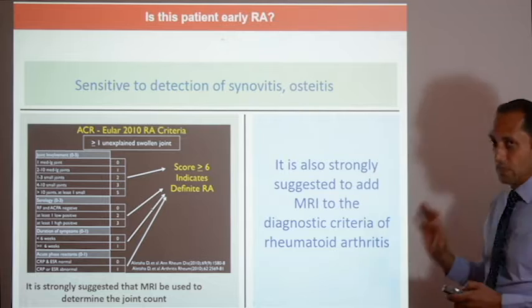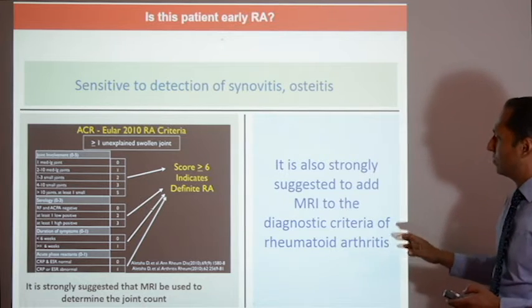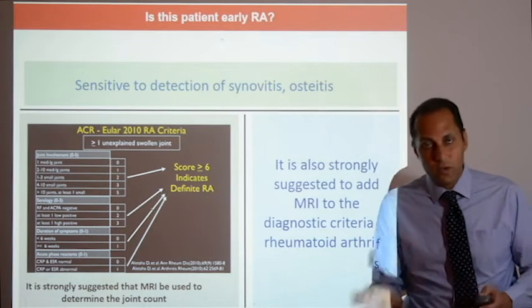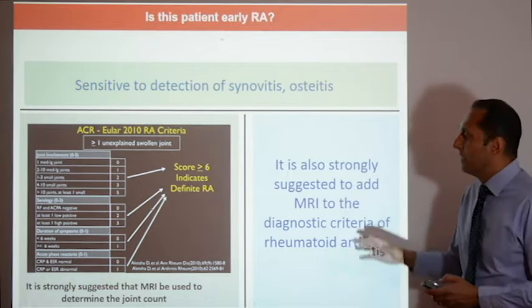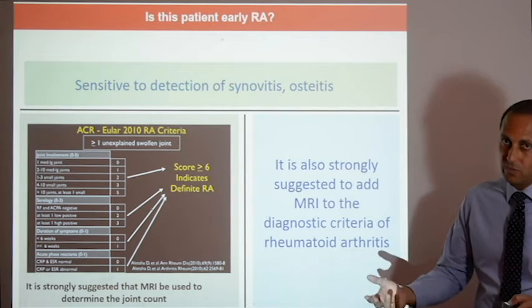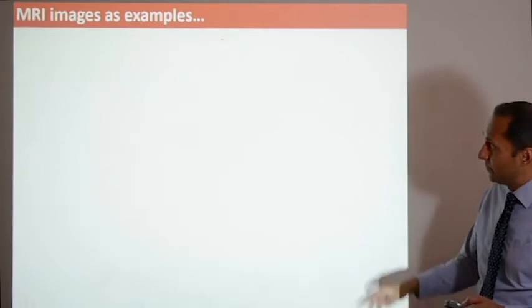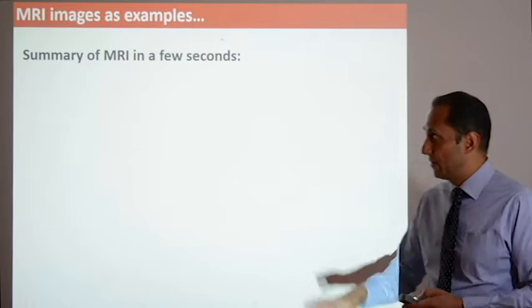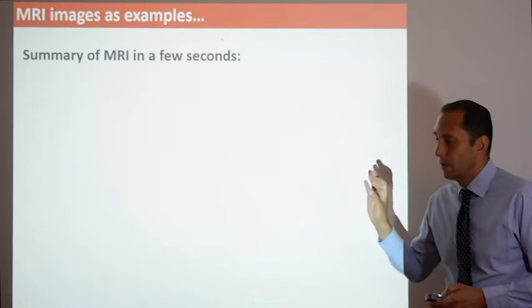It is strongly suggested to add MRI to the diagnostic criteria of RA. It's not part of it right now, but it's strongly suggested to add it to the diagnostic criteria. MRI images as examples. Summary of MRI in a few seconds.